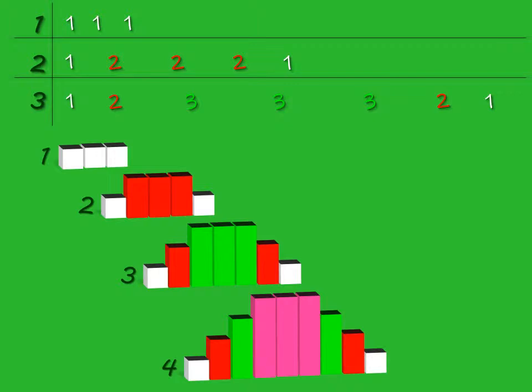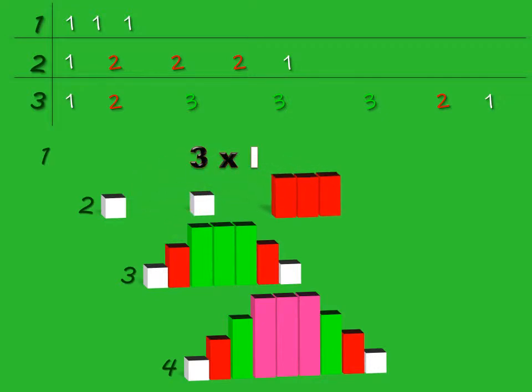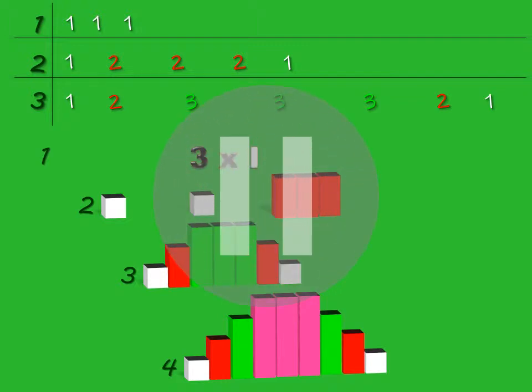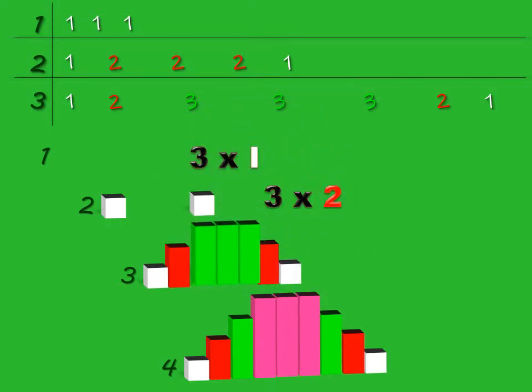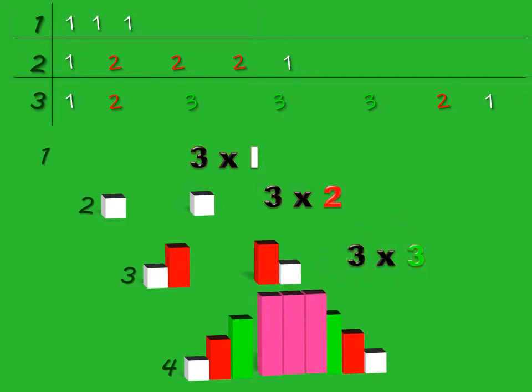So, if 3 blocks of 1 equals 3 times 1, then what will 3 blocks of 2 equal? Pause the video while you make a note of any ideas. 3 blocks of 2 equal 3 times 2. 3 blocks of 3 equals 3 times 3. And 3 blocks of 4 equals 3 times 4.